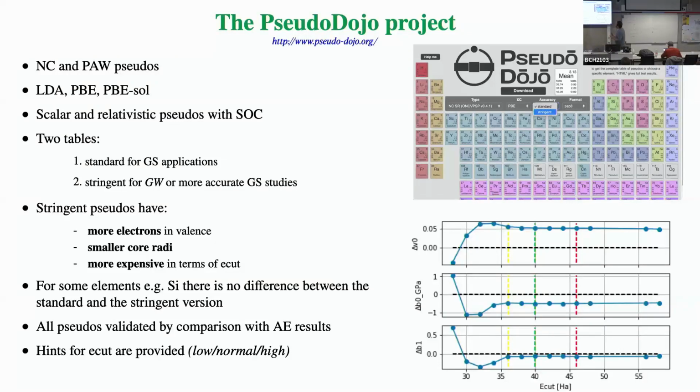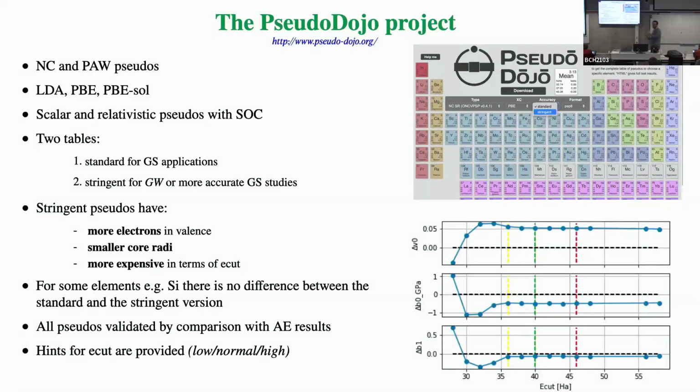Okay, so this is also the reason why, for GW calculations, I would recommend using the pseudopotentials provided by the PseudoDojo project, available at this URL, in which we have norm-conserving pseudos, for PBE and 3 different exchange-correlation functionals. We have pseudopotentials for scalar relativistic or fully relativistic calculations with spin-orbit coupling. And we provide 2 tables.